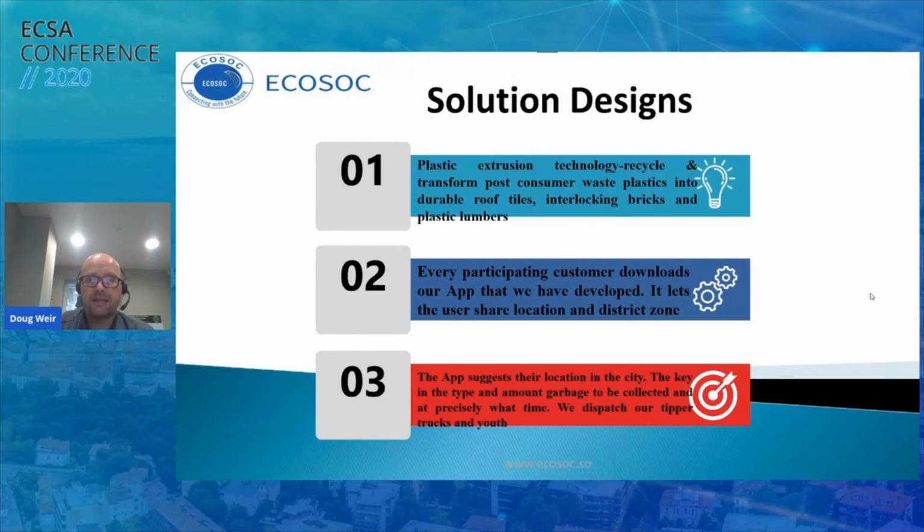Participating customers download the app they developed, and it lets the user share their location and district zone. The app shows their location in the city, the type of plastic waste to be collected and at what time it should be collected. They then send out their tipper trucks and youth to collect the plastic waste, which is then turned into these recycled products.